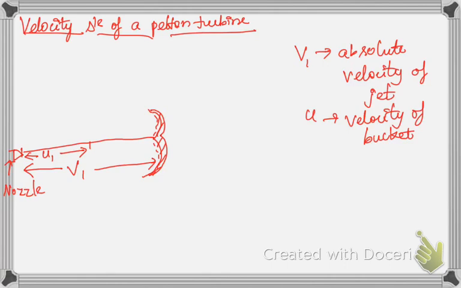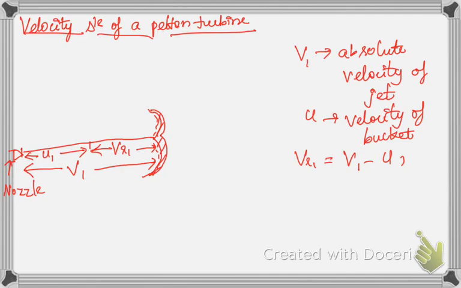Another point is that there are two velocities here. One is the velocity of the jet and the other is the velocity of the bucket. The remaining portion will be the relative velocity. So VR1 is the relative velocity, and relative velocity will be equal to V1 minus U1. The velocity of jet with respect to bucket is known as relative velocity.